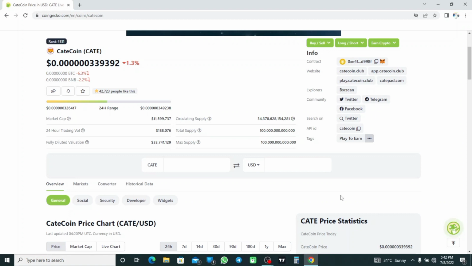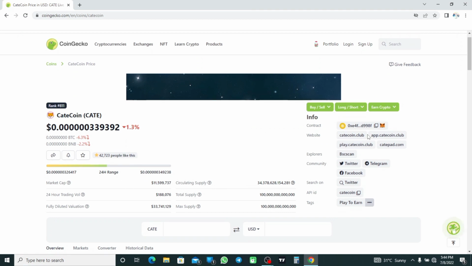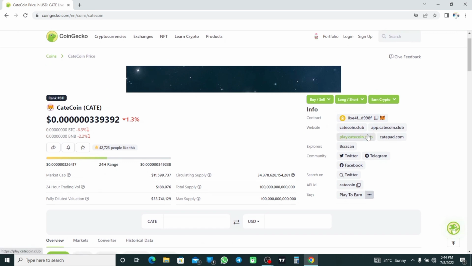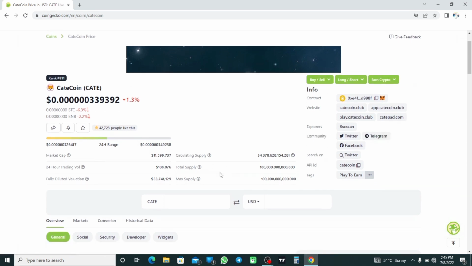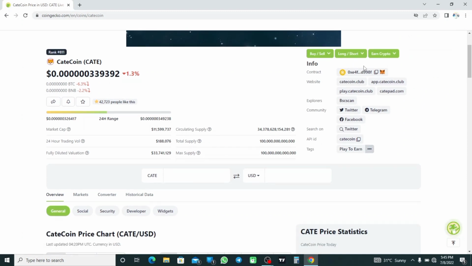So as of the time of recording, CateCoin trading price is at 0.60339, which is down 1.3% in the last 24 hours. It has a market cap of 11.599 million and a circulating supply of 34 trillion with a total supply of 100 trillion. And it has a 24 hours trading value of $188,000. So CateCoin was built under the Binance Smart Chain, as you can see on the screen.